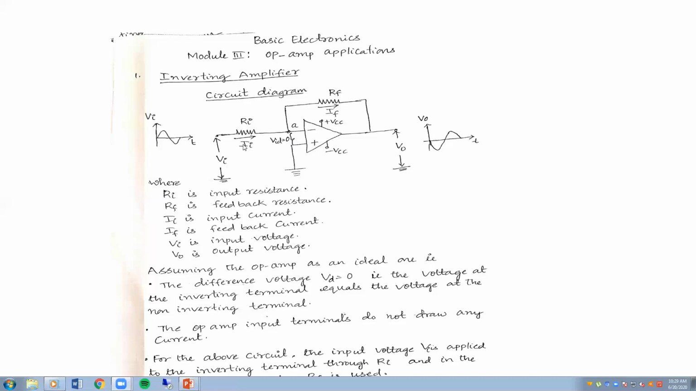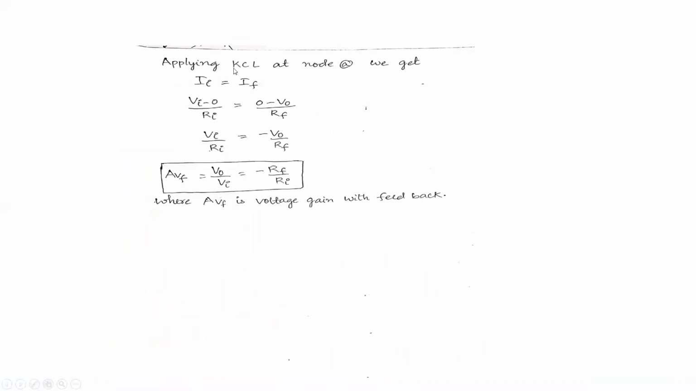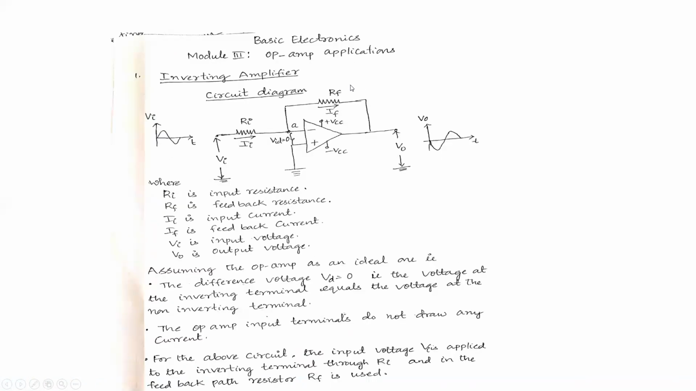Now we shall derive the expression for the output voltage and the gain with feedback. For that, we apply KCL, Kirchhoff's current law, at this node A. Kirchhoff's current law states that the current entering the node, II, equals the current leaving the node, that is IF. So it is II equals IF. Now we shall write the expression for II and IF in terms of the voltage and the resistance.